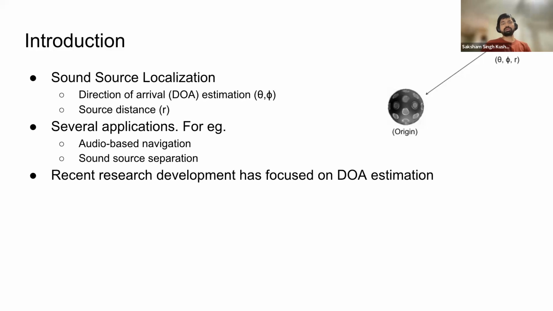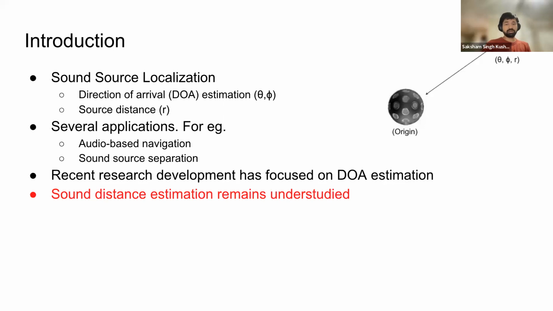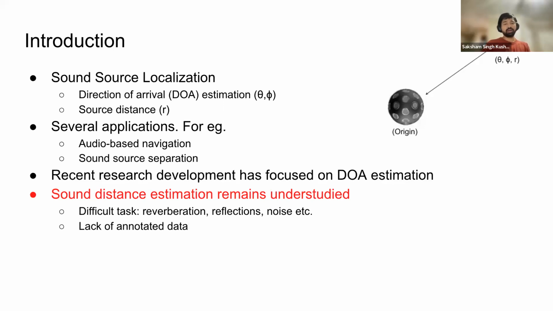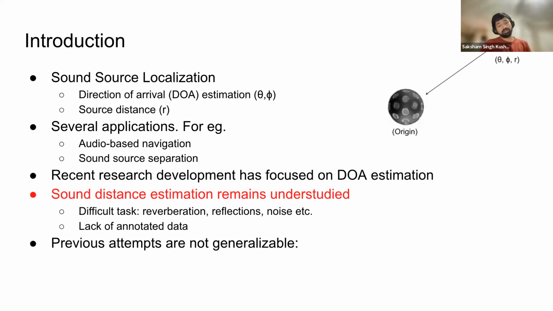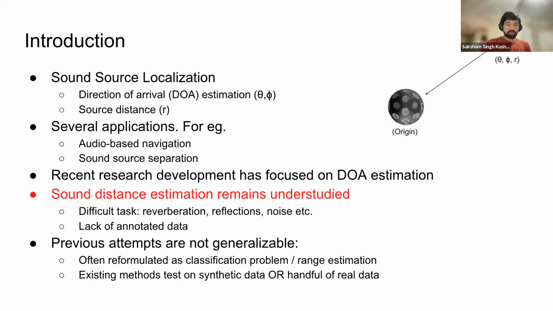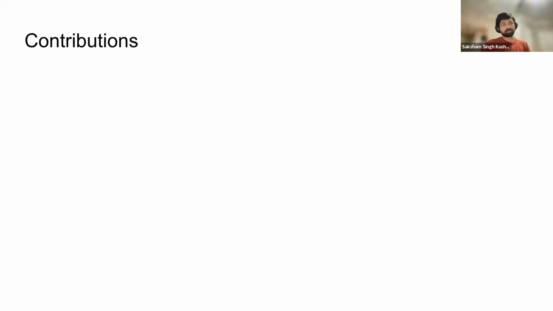Recent research has focused on direction of arrival estimation, while distance estimation remains understudied, majorly due to it being a difficult task because of factors like reverberation, reflections, and background noise, and also due to the absence of annotated data, which limits the usage and effectiveness of data-driven approaches. Previous attempts are not generalizable, as they have tried to tackle this problem by reformulating it as a classification problem over specified ranges, or testing their approaches on small synthetic data or a handful of real data.